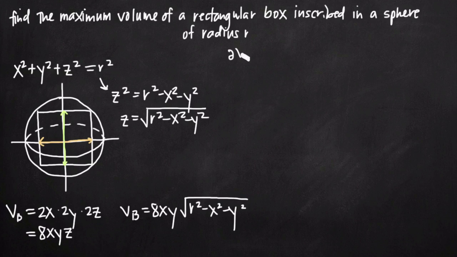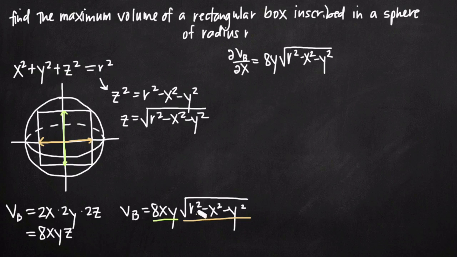So let's go ahead and take the partial derivative of our volume equation with respect to x. In order to do that, we're going to need to use product rule to take this derivative. We'll treat 8xy as one function and square root r squared minus x squared minus y squared as our second function. So using product rule, we first take the derivative of 8xy with respect to x. That's going to be 8y. And we multiply by this second function without touching it. So we get square root r squared minus x squared minus y squared.